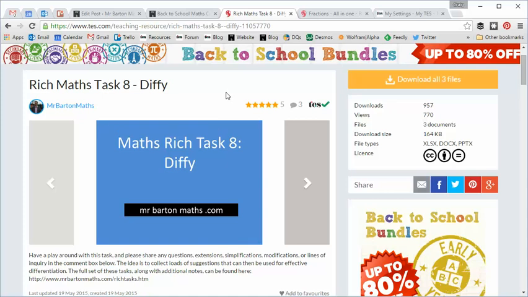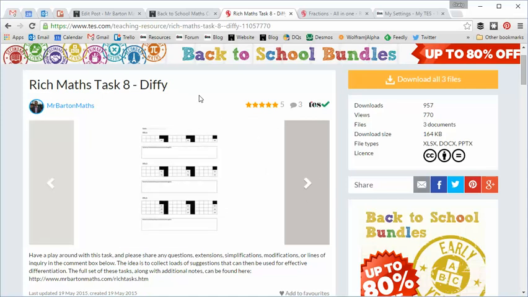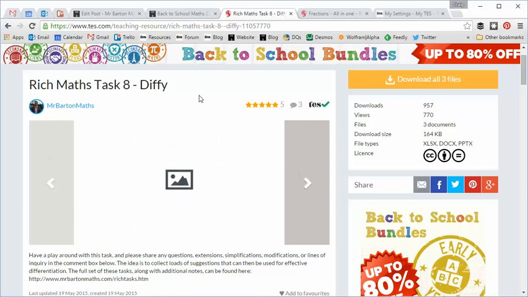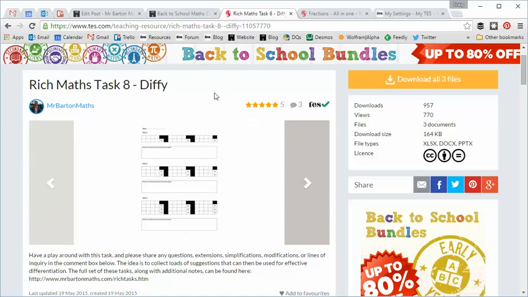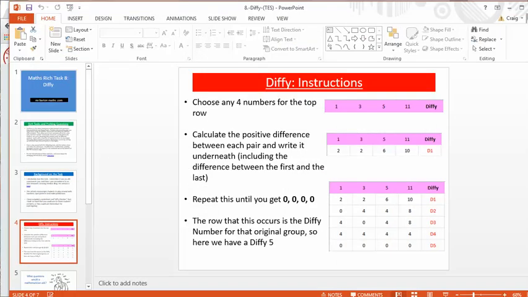There's 30 of these, all freely available on TES. And each one of these Rich Tasks has something in common. And that's that they are low barrier, high ceiling activities. Low barrier in the sense that kids can have success at them within about the first 20 seconds, and high ceiling in the sense that you can just keep on challenging the students and asking them questions, and they can go on for weeks and weeks and weeks with this kind of task. So Diffy is one of my all-time favorites, so let's take a look what it's all about.